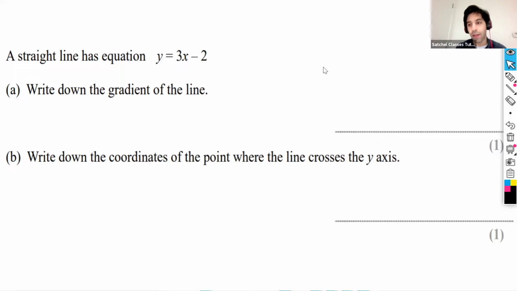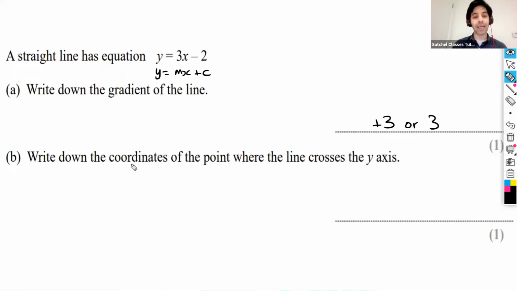So the gradient of the line is going to be, well, I know the equation of a line is y equals mx plus c, where m is the gradient and c is the y-intercept. So m, the gradient, is going to be +3. Or you could have just written 3, it doesn't really matter.